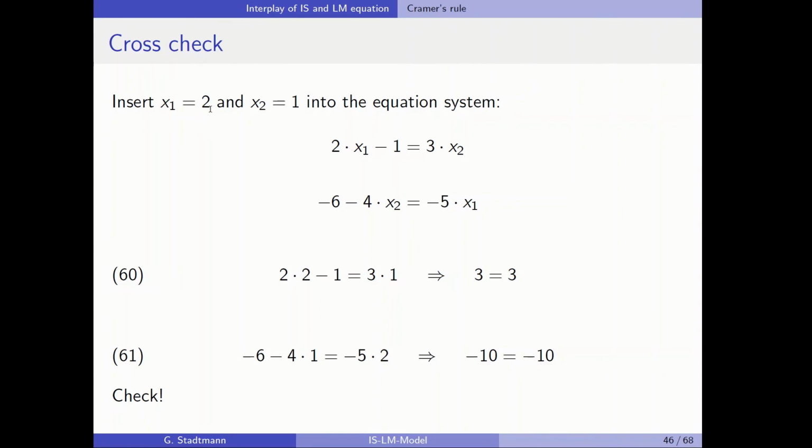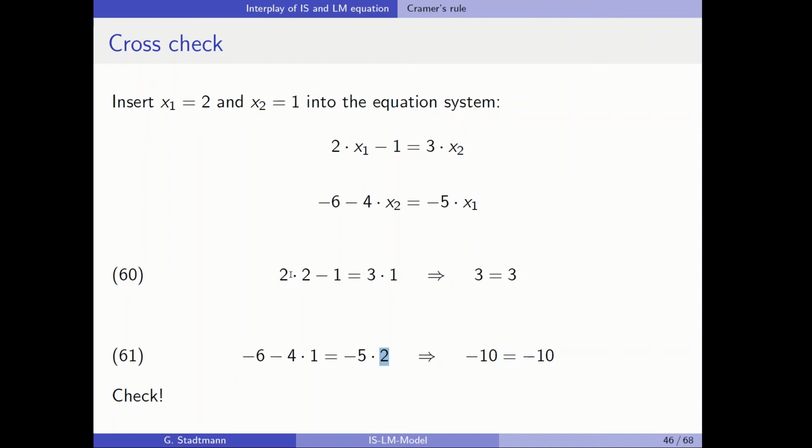Now we can cross-check whether our result holds. So x1 is equal to 2 and x2 is equal to 1. When we insert x1 here and there, and x2 here and there, we can check whether the left-hand side is equal to the right-hand side, which seems to be the case. Also in the second equation, when we insert x2 here and x1 there, then the left-hand side is equal to the right-hand side. Check, we have not made a mistake.